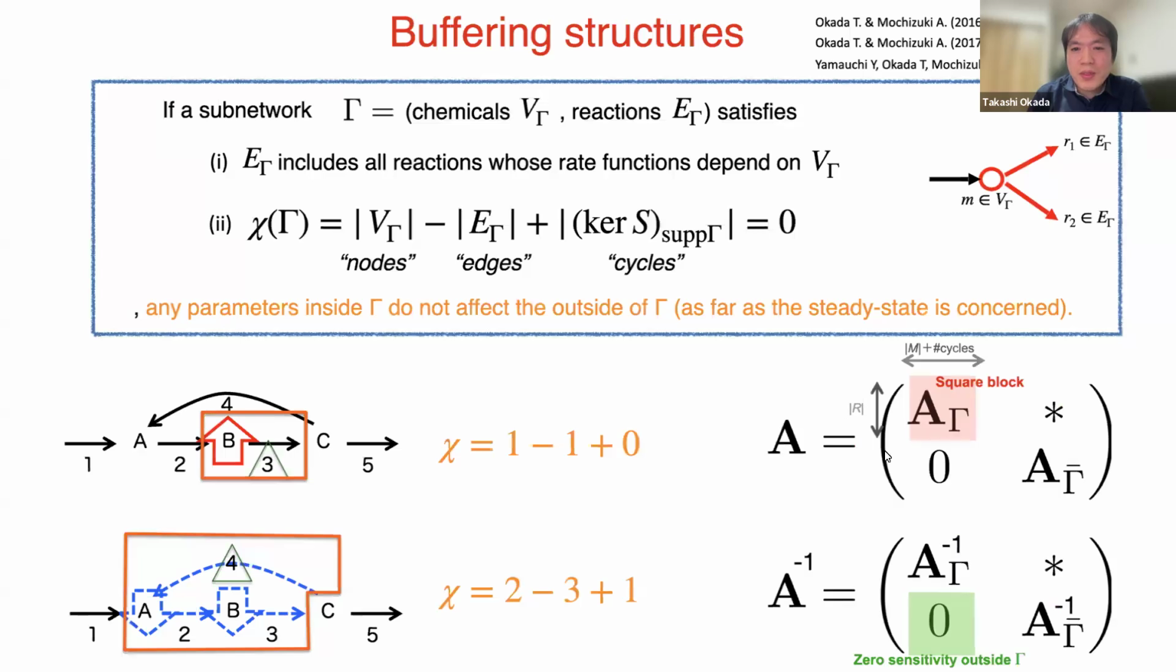And I don't go into the proof, but basically these two conditions imply that matrix A as well as its inverse have a block triangular shape as shown here. Each square block, so this square block corresponds to the buffering structure, and this square block corresponds to the outside of the buffering structure. And 0 elements appear on the lower left corner of A inverse, and this means 0 sensitivity outside gamma. So this corresponds to the statement of the theorem.